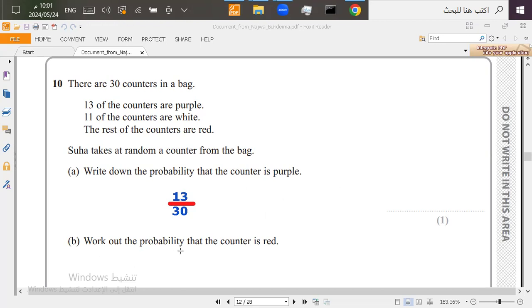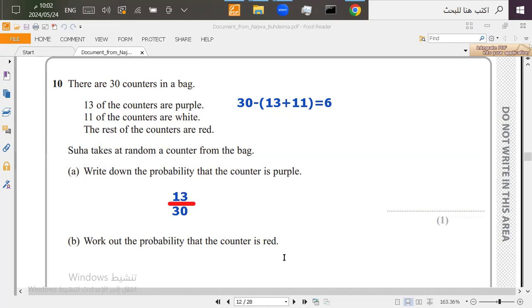Question B, work out the probability that the counter is red. Now, the numbers of red, we don't know them. It means we're going to add these together and then subtract them from 30. So we're going to say 30 minus these added together like this, 13 and 11. So first, 30 minus 13 plus 11. And the answer is 6. It means we have 6 red counters. So the answer is 6.